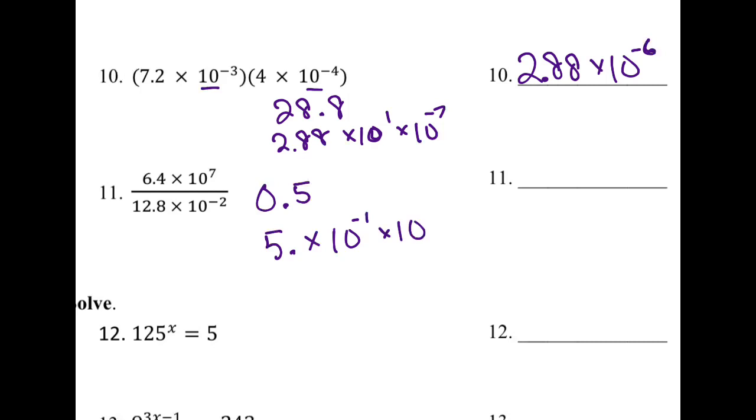So same base, 7 minus a -2, going back to our quotient rules of exponents. 7 minus a -2 would be 9. And then when we combine those two exponents, we have 5 times 10 to the 8th.